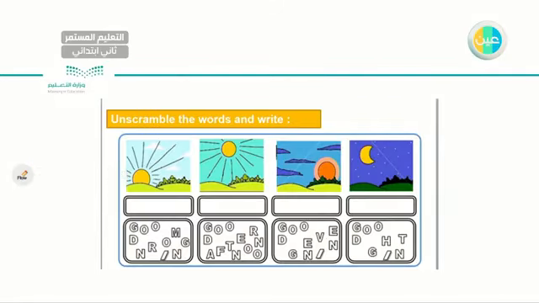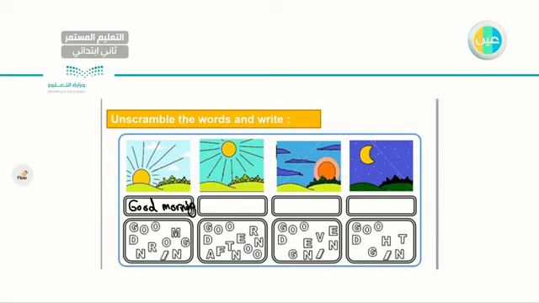Okay, so now, unscramble the words and write. As you can see, I have 4 pictures and I have the letters below, but they are not in the correct order. So I need you to help me to arrange them together. Let's start with the first one, okay? I can see G, double O, D, and R, but they are not in the correct order. So help me out here. How to unscramble these words? What's the word? Look at the picture. It's good morning. Very good. So the first one is good morning.